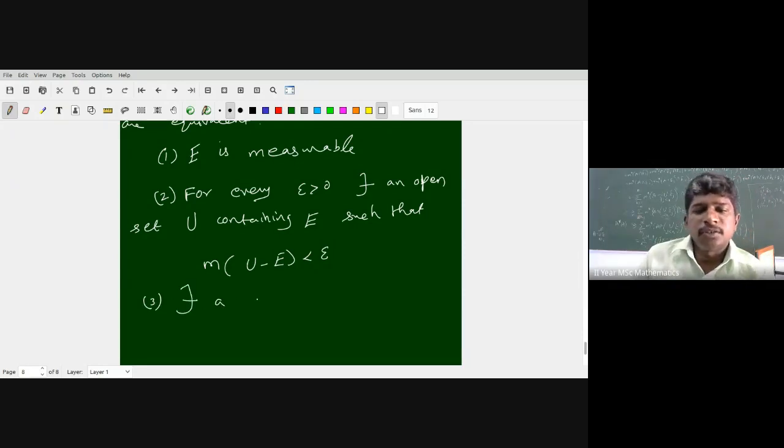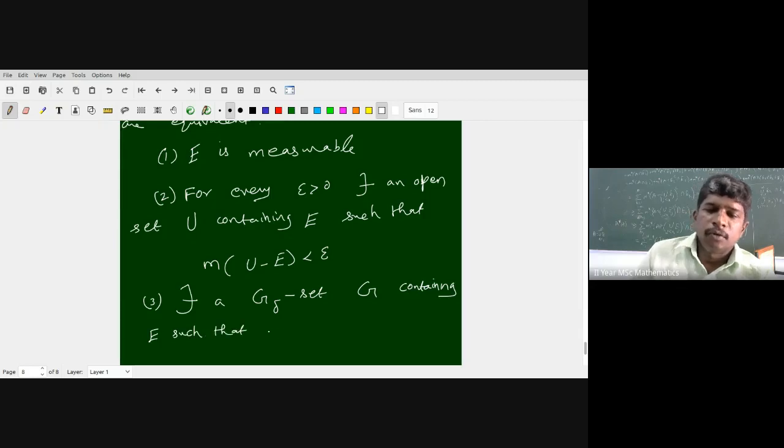The third one, there exists an intersection of open sets, that is a G delta set. There exists a G delta set, take this as G containing E, such that the measure of G minus E is 0.